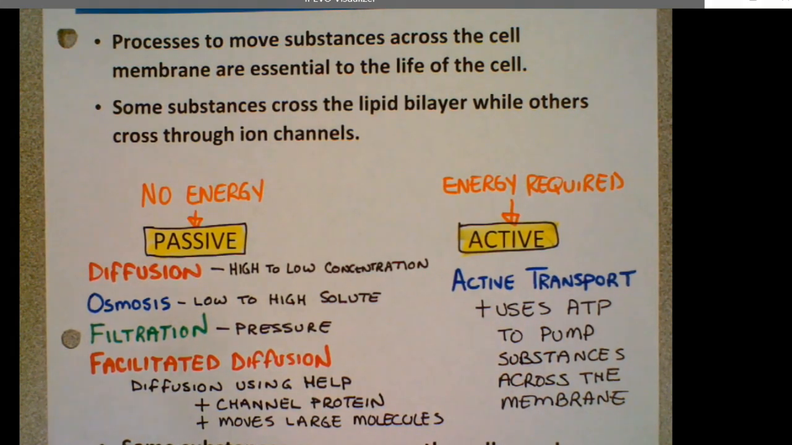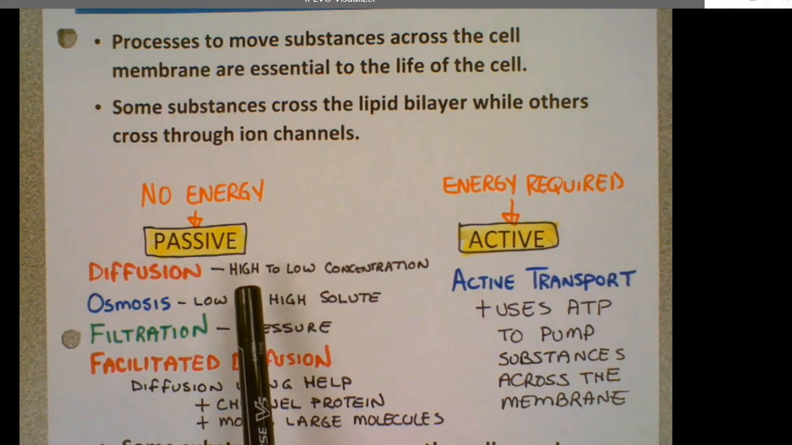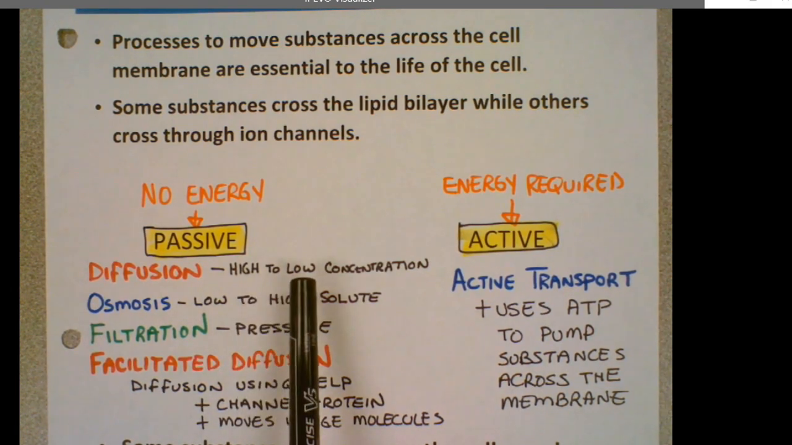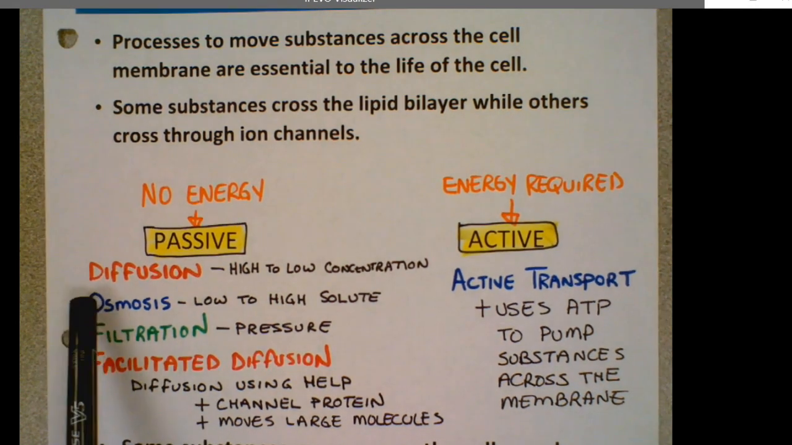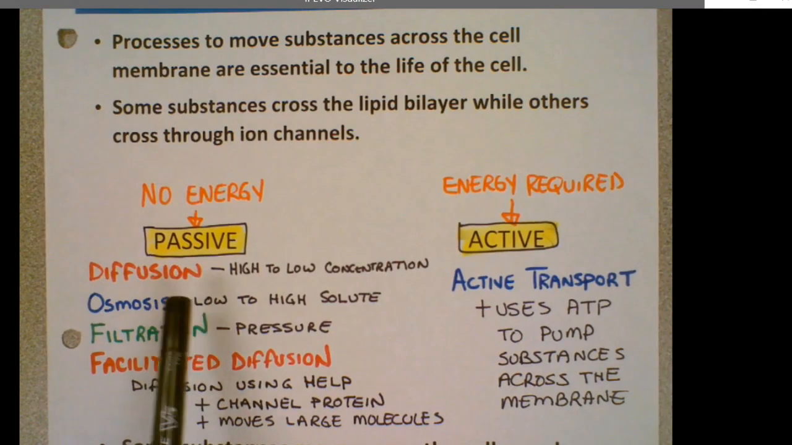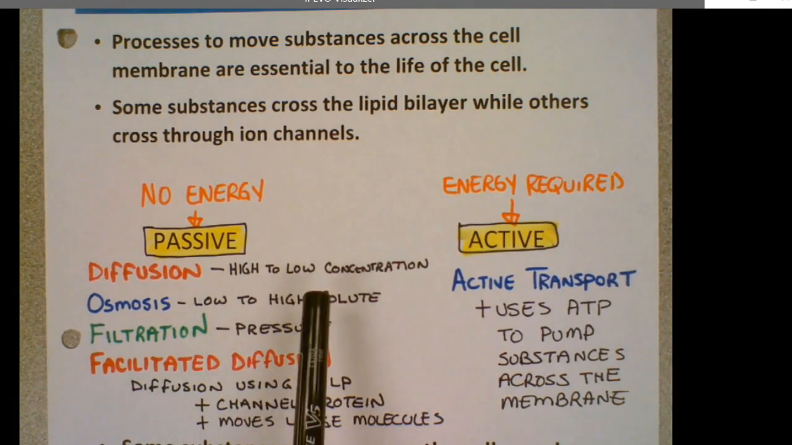So the first one is diffusion. And diffusion is just moving a product from high concentration through the membrane to low concentration. So small nonpolar molecules that we need to get in or out of the cell can move straight by diffusion from high concentration to low concentration. A lot of times it's like the plasma membrane's not even there.